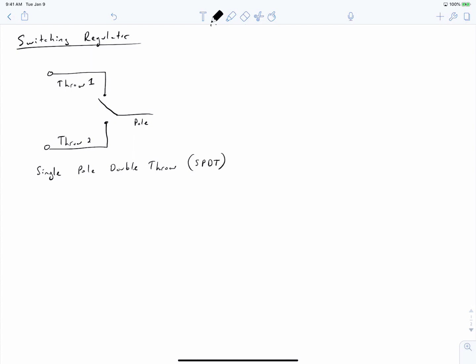So I'll abbreviate this as SPDT, and single and double have meaning, so we can say that this is a one-pole, two-throw switch.